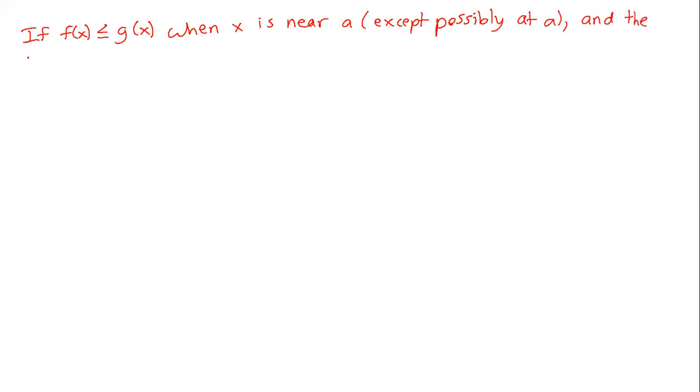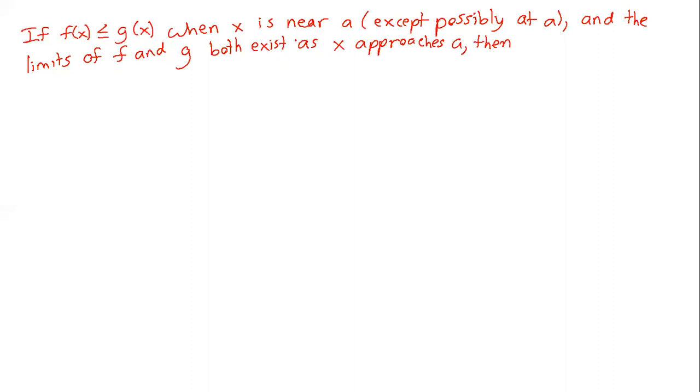And the limits of f and g both exist as x approaches a, then the limit as x goes to a of f of x is equal to the limit as x goes to a of g of x.